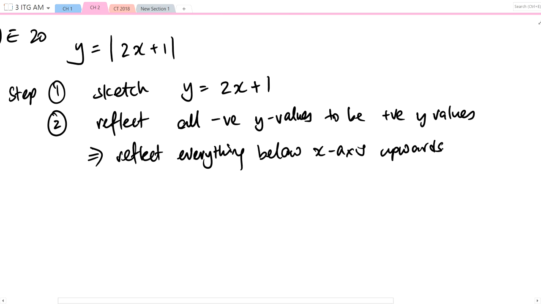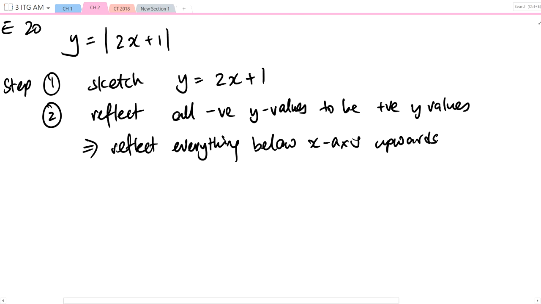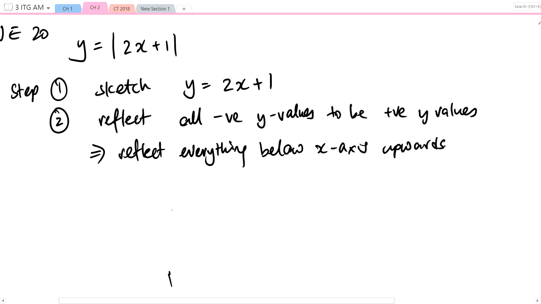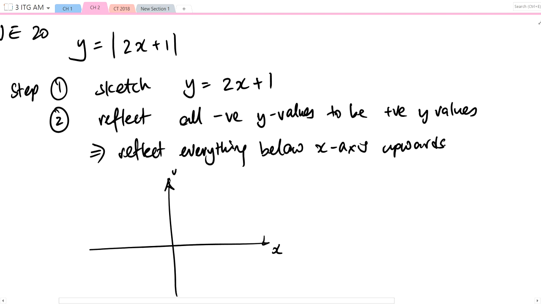So let us start with step 1. y equals 2x plus 1. So we know that that's going to give us a straight line. We can also tell that it has a positive gradient, it is sloping upwards, and it will pass through the point on the y-axis, the y-intercept is 1. So this is my graph of y equals 2x plus 1. I'm done with step 1.